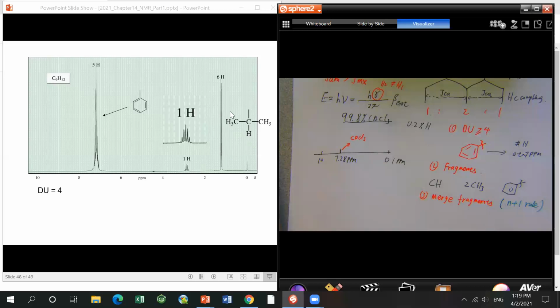So here we merge these 2 fragments together. Now there are only 2 fragments, so that's pretty easy. One is the monosubstituted benzene, and one is the isopropyl group. So it should be isopropylbenzene. That's how you do this kind of question.